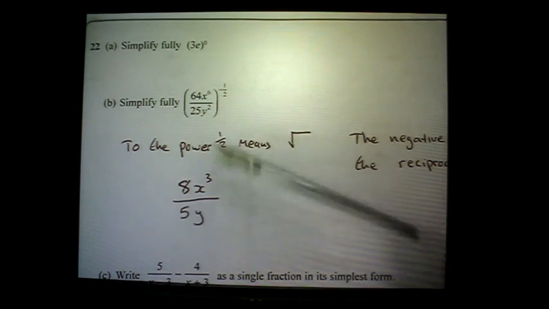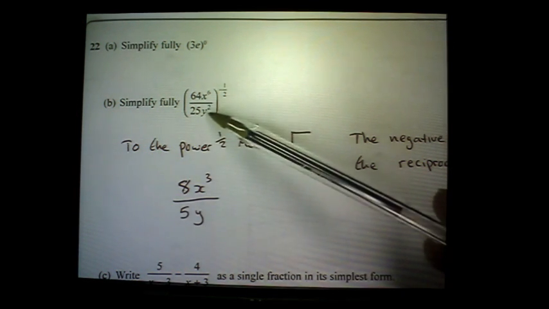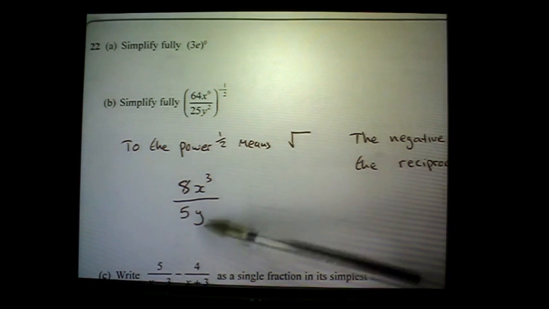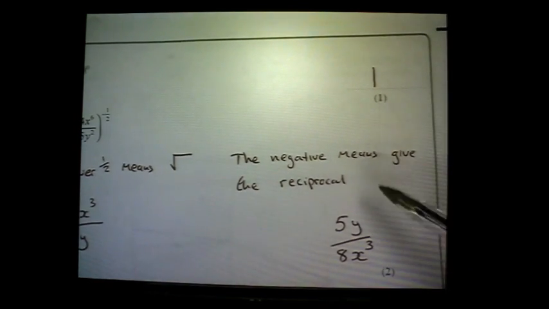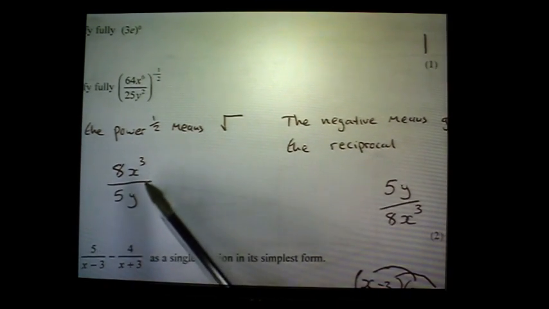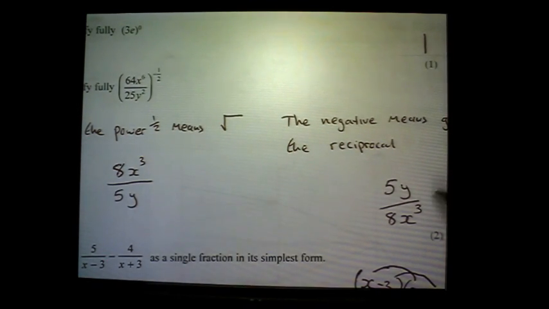25 square rooted is 5. Y squared square rooted is just y. Or y to the power 1, but I don't know why you'd do that. The negative means give the reciprocal. So it goes from 8x cubed over 5y to 5y over 8x cubed.